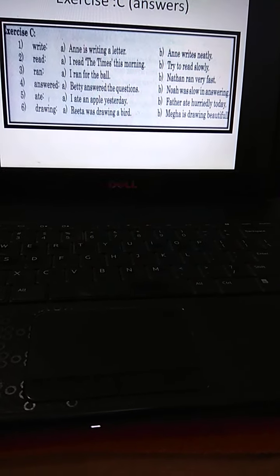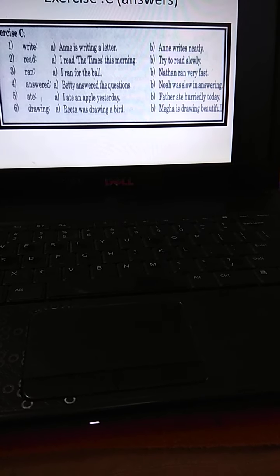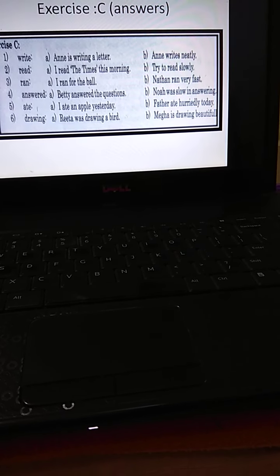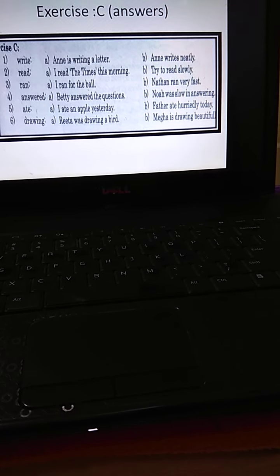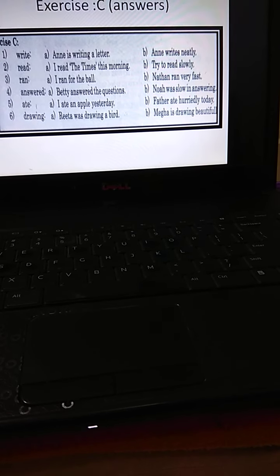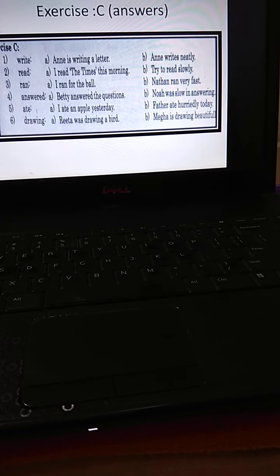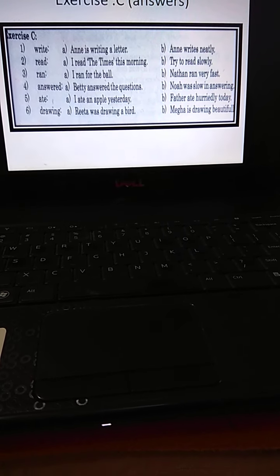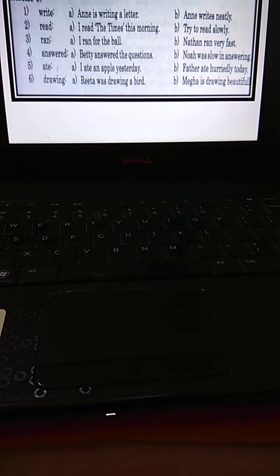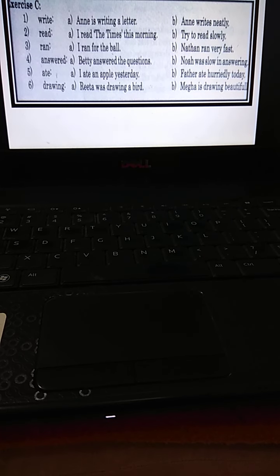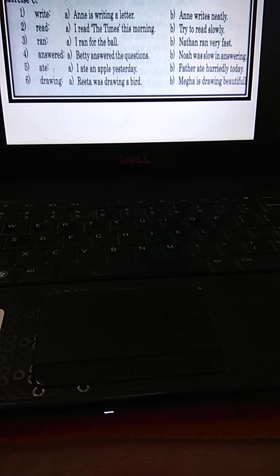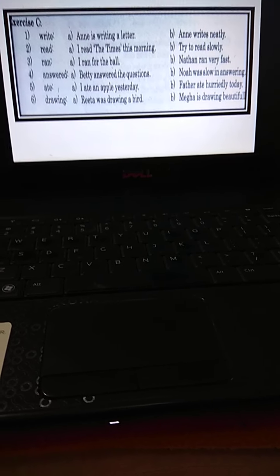So first one, write. Annie is writing a letter. Annie writes neatly. Then read. I read the Times this morning. Try to read slowly. Then 3. Ran. I ran for the ball. Nathan ran very fast.